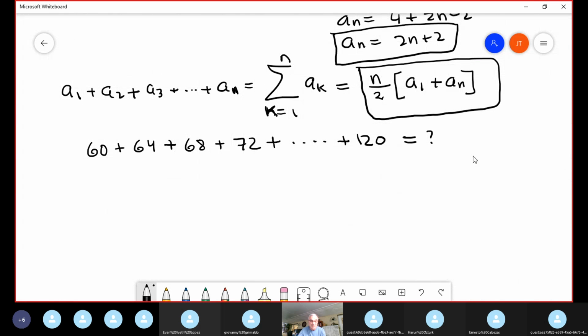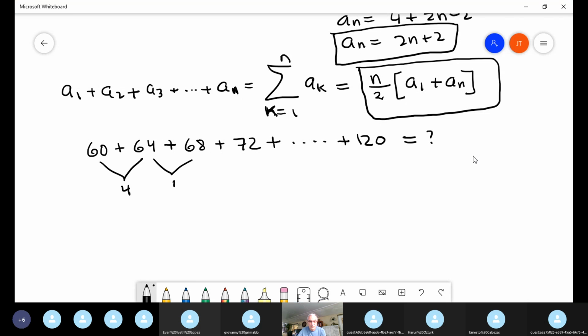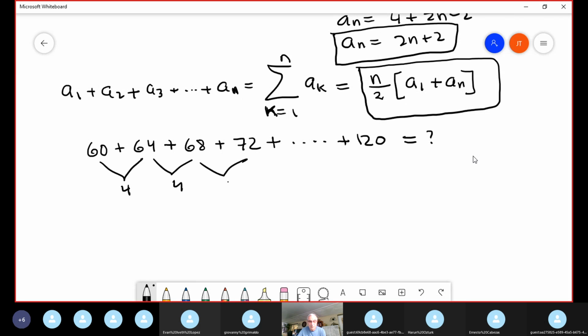Immediately you detect whether or not it is an arithmetic sequence. You subtract: 64 minus 60, 68 minus 64 is 4, 72 minus 68 is 4. This is the common difference, d is 4. Nice. Who is A1? 60. A1 is 60.